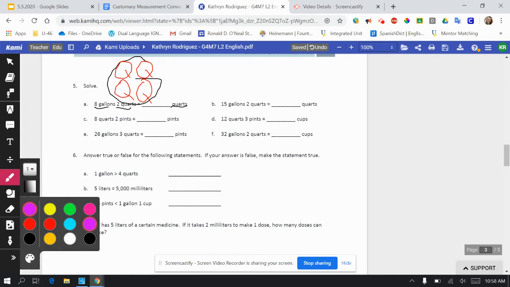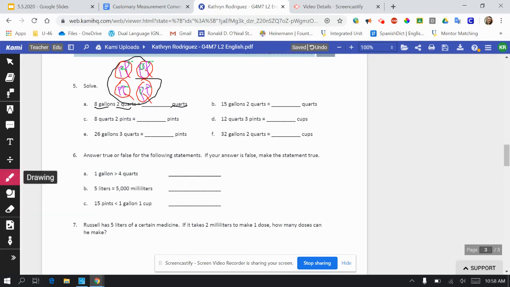Each quart then has 2 pints. So inside of each quart, I'm drawing 2 pints. And then, let's see, let's go with green. Inside of each pint, do my best. Ideally, I'm doing this on a bigger piece of paper, but because it's so tiny, just doing the best with what I got. All right.